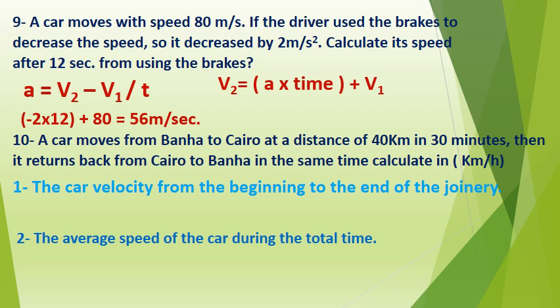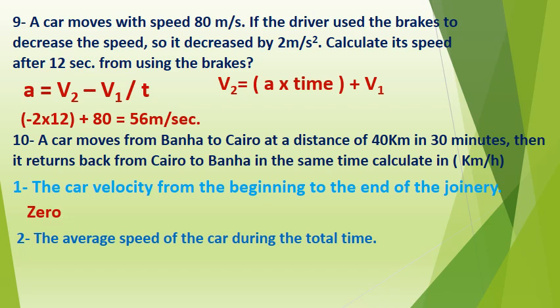Can you answer? So please pay attention. He told you that he returns back from Cairo to Banha, and the velocity equals displacement divided by time. Displacement, not the distance. And the displacement here equals? Yes, the displacement here equals 0, as the starting point is the same as the ending point. So the velocity also equals 0, as the velocity equals the displacement divided by time. So 0 divided by time equals 0.